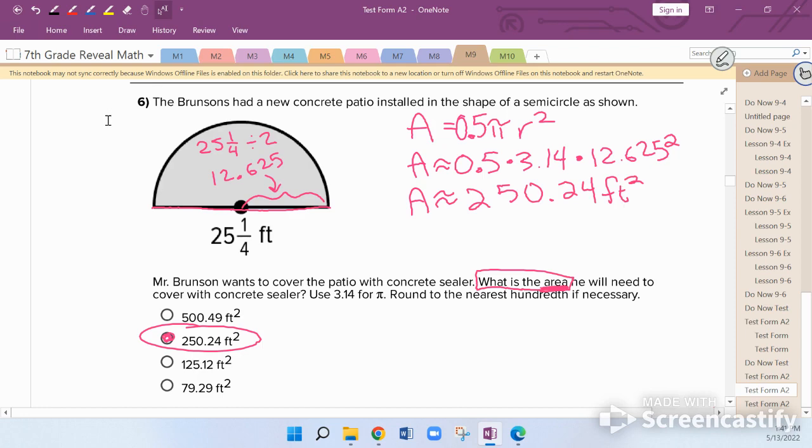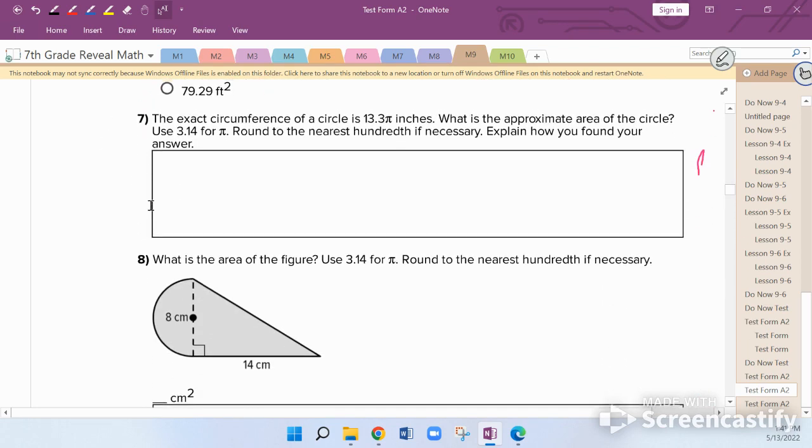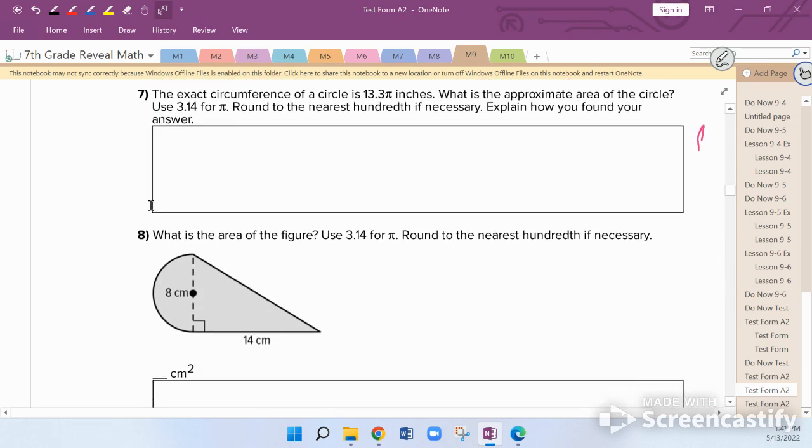Now we are going to scroll down to number 7. This is probably one of the most challenging problems on the whole test, besides the surface area ones. The exact circumference of a circle is 13.3 pi inches. What is the approximate area?